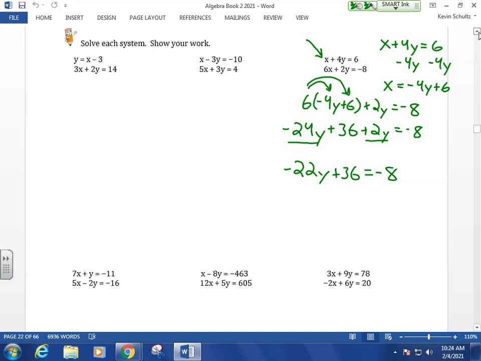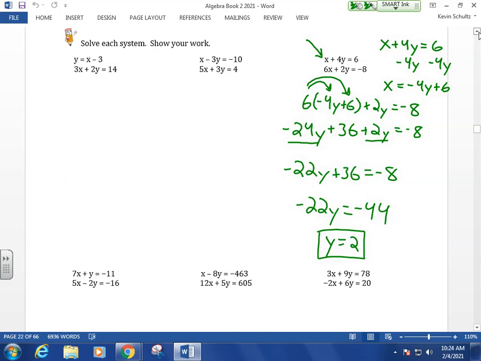Subtract 36 from both sides. -22y equals -44. Divide both sides by -22. And we get y equals positive 2. Questions on that process? Okay, where do we go from here?